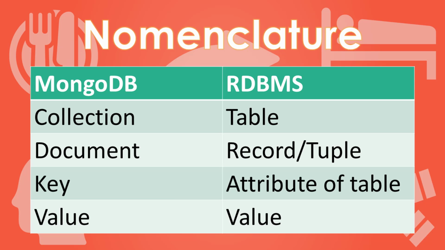A collection of MongoDB is analogous to a table in RDBMS. A document is equivalent to a data record or tuple. A key replaces the attribute of a table and value is value.